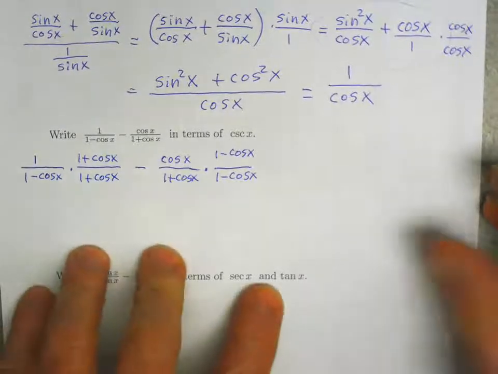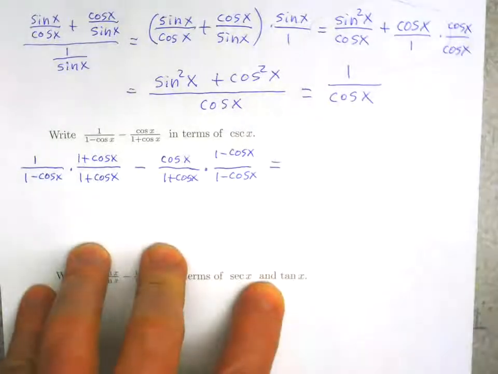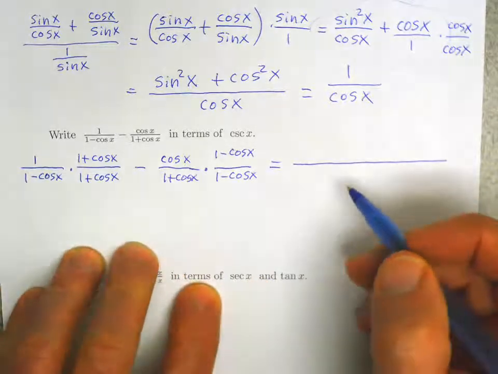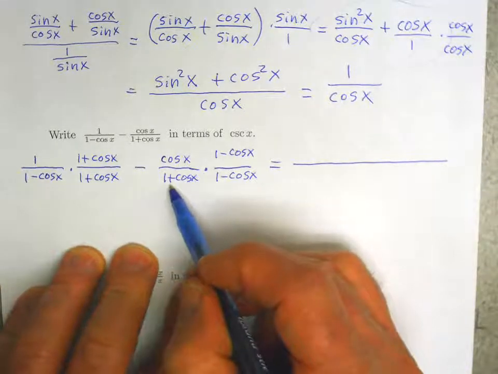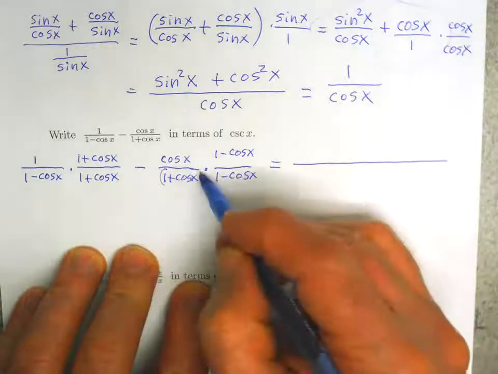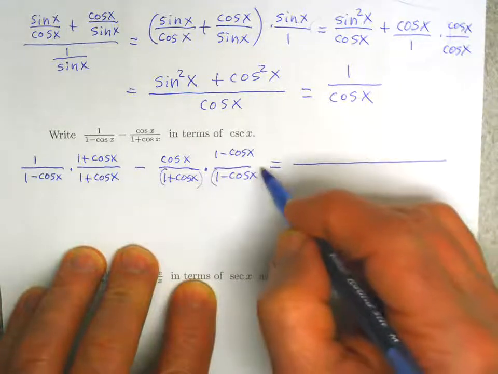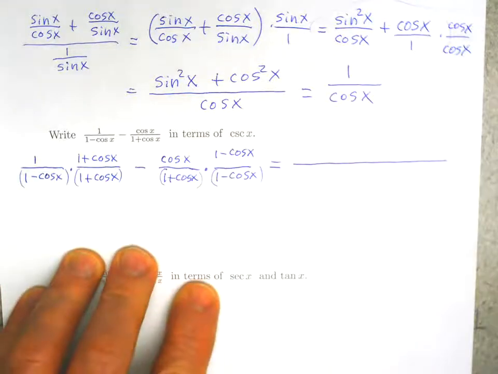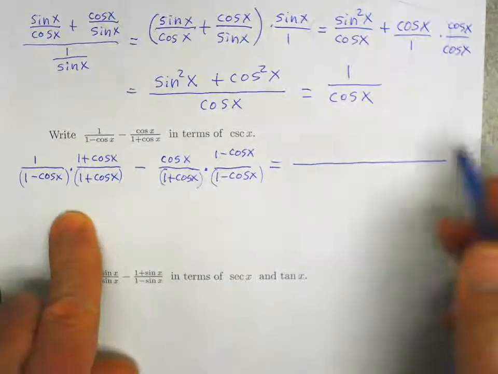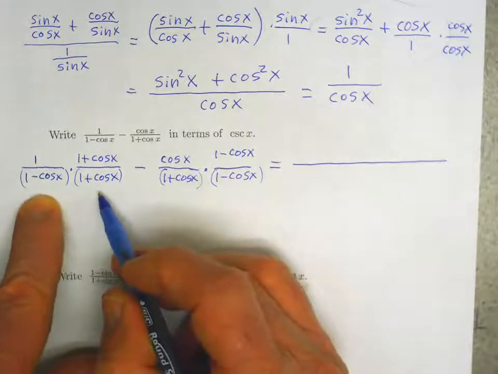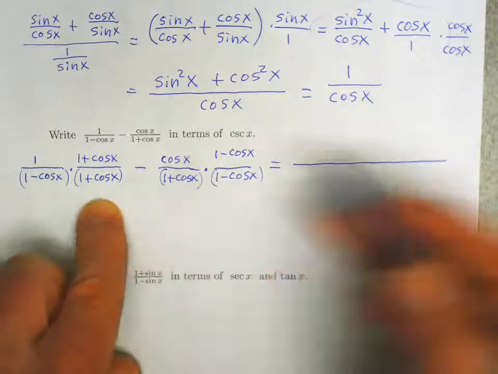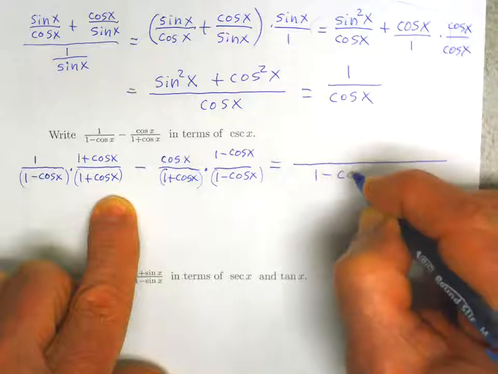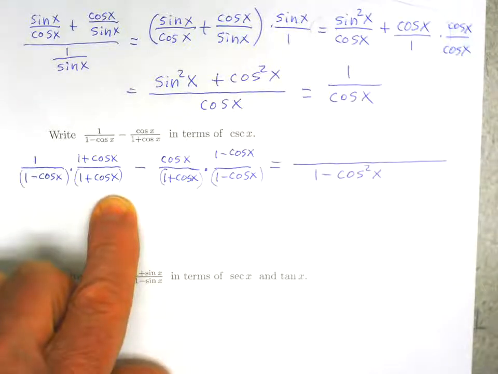And now we just do the algebra and arithmetic. We'll have a common denominator. Okay, the common denominator is just the product of 1 plus cosine of x and 1 minus cosine of x. So let's do the denominator first. 1 minus cosine of x times 1 plus cosine of x, that's going to simplify to 1 minus cosine squared of x, or cosine of x squared.